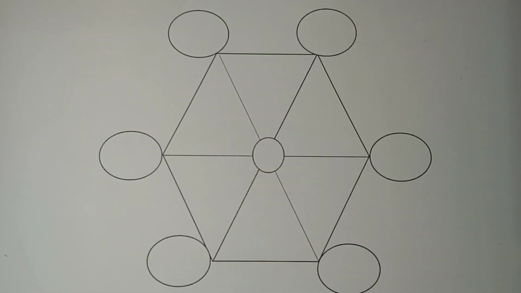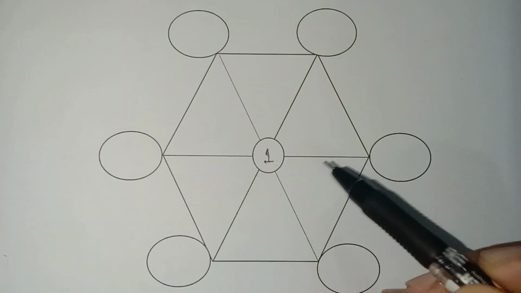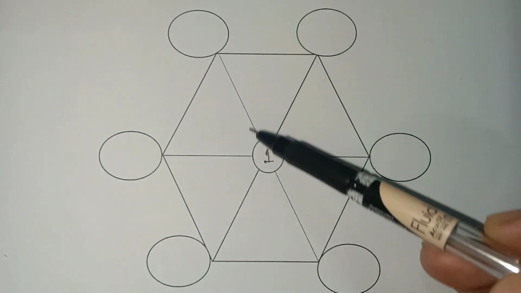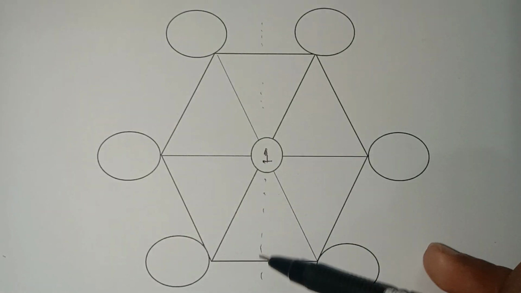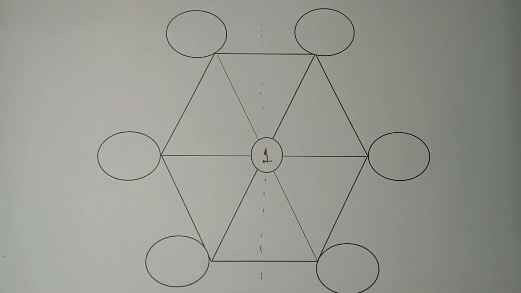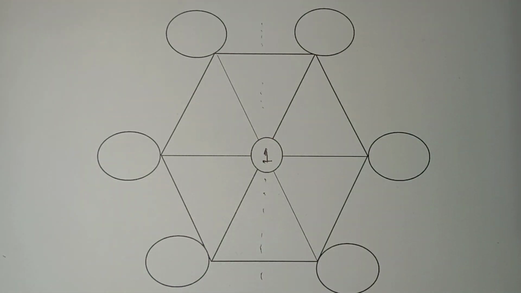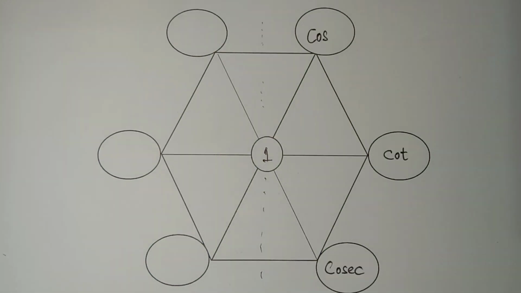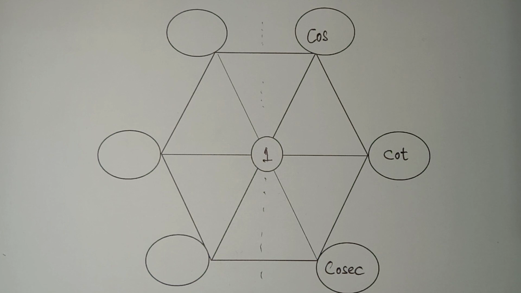Okay, so I have a hexagon here, and in the middle I'm going to write 1. This will be my center place, and from here I will say right and left. On the right hand side, write all those ratios which begin with C. The ratios beginning with C are cos, cot and cosec. Now on the left hand side we are going to write sin, tan and sec.